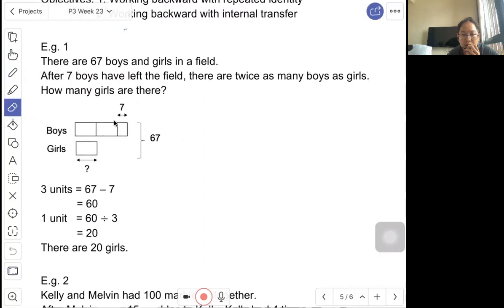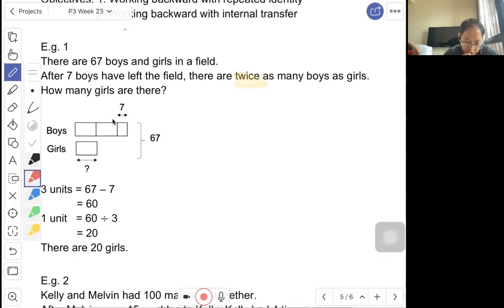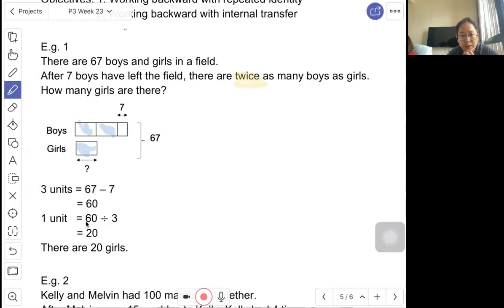So this is the model. So there are twice as many, so you can see that there are 2 units of boys, 1 unit of girls. Here is the 7. So 67 minus 7 will get 60, which is 1, 2, 3. So these are the 3 units. Then 1 unit is 60 divided by 3, so 20. And because girls has 1 unit, the answer is 20 girls.